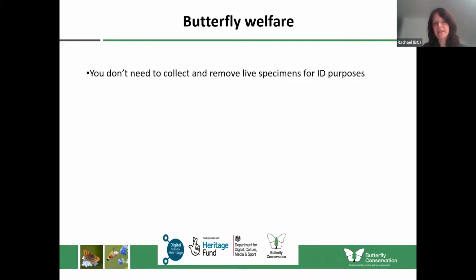So how do we do this safely? And how do we do this ethically? There's only two butterfly species in the UK that you need to test genetically to separate them, and that's the wood white and the cryptic wood white. If you're a beginner, you don't need to collect and remove a live specimen for ID purposes. It's all manageable in the field, and it's manageable through photographs. So we don't support the collection of live specimens for identification purposes or for adding to collections. That's not part of the Butterfly Conservation philosophy.